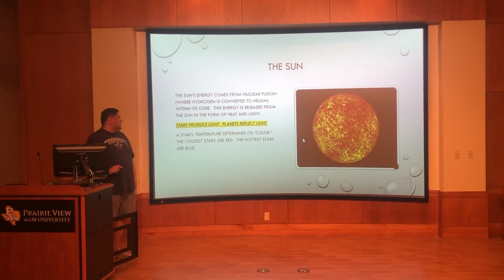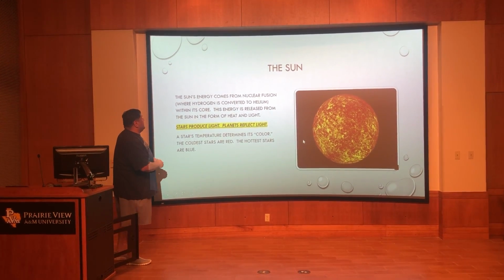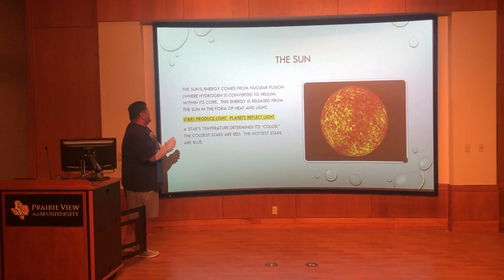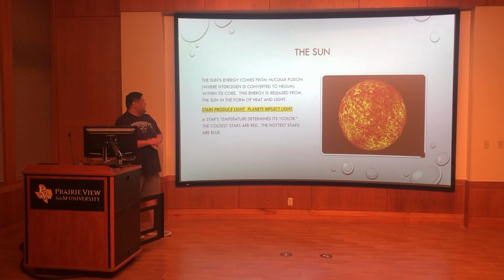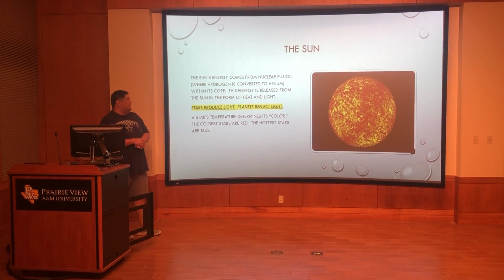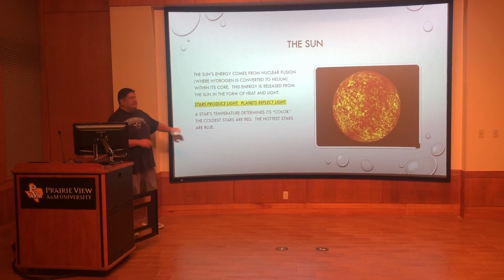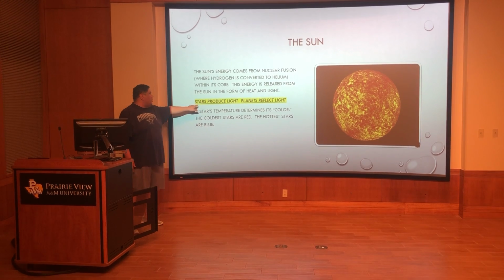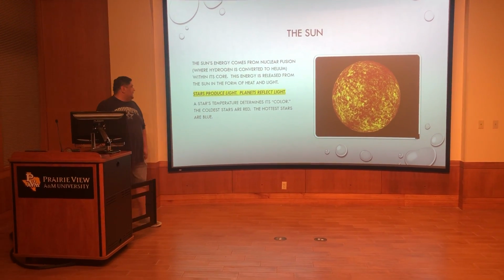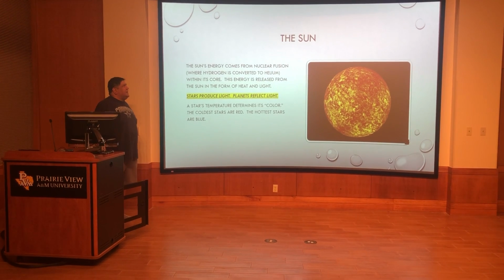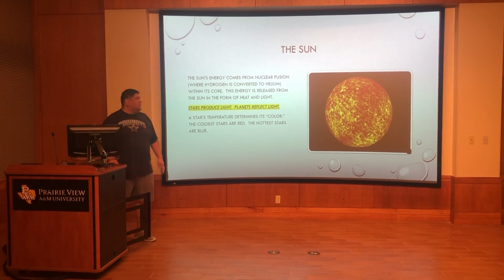And we're going to talk about the sun here. The sun's energy comes from nuclear fusion, where hydrogen is converted to helium within its core. This energy is released from the sun in the form of heat and light. I decided to highlight this part because stars produce light and planets reflect that light. That's a very important key when it comes to planets and stars.